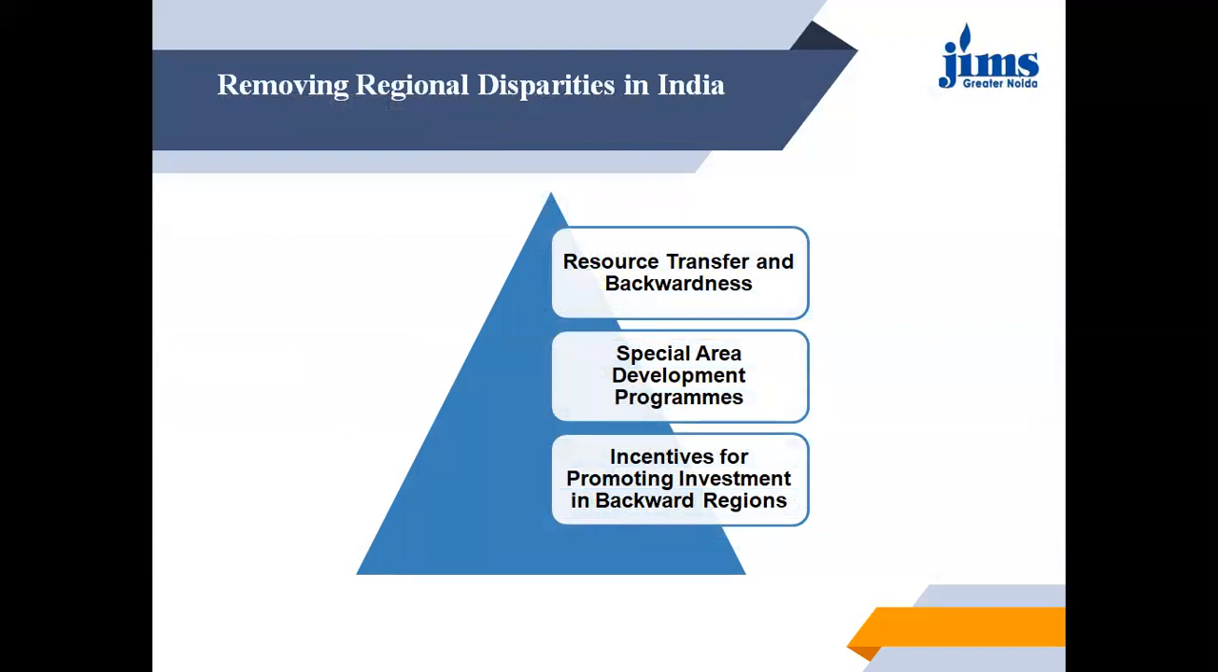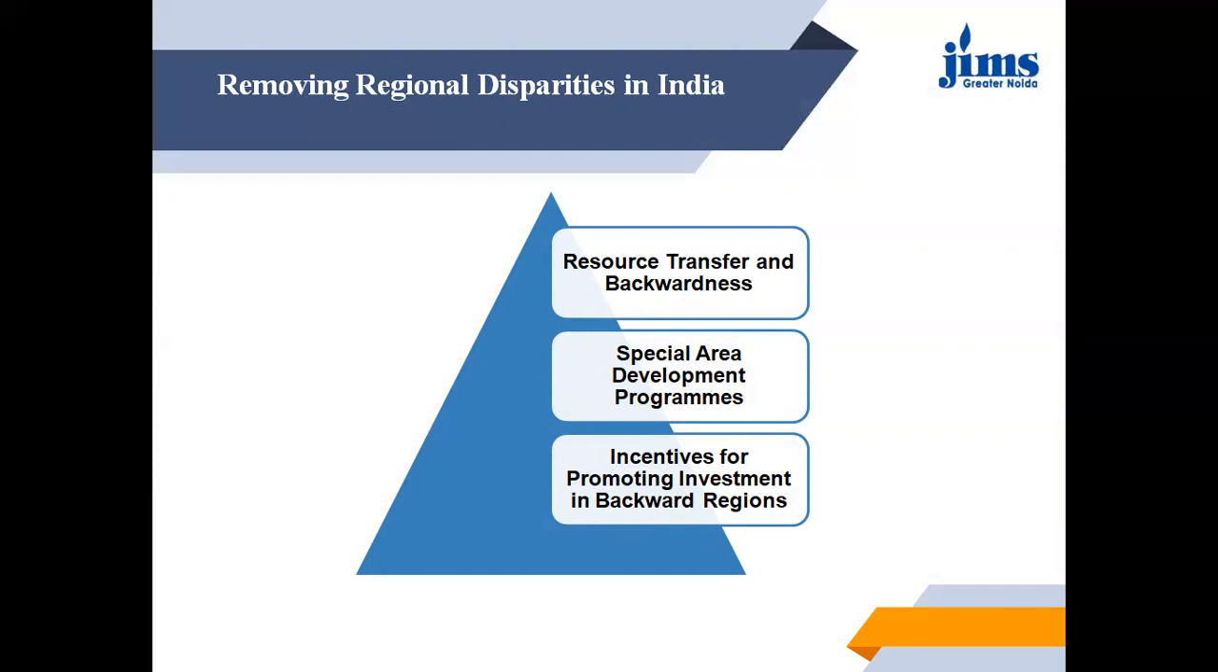Next, we can see how the government can remove the regional disparity in India. First is resource transfer and backwardness. While making necessary awards, the Finance Commission of India has been giving due weightage to the backwardness of a state as an important criterion for resource transfer from the center to the states. Under the present system of federal fiscal transfer, the transfer of resources from the center to states includes central assistance for state plans, non-plan transfers as per the recommendations of the Finance Commission, ad hoc transfers and others also.